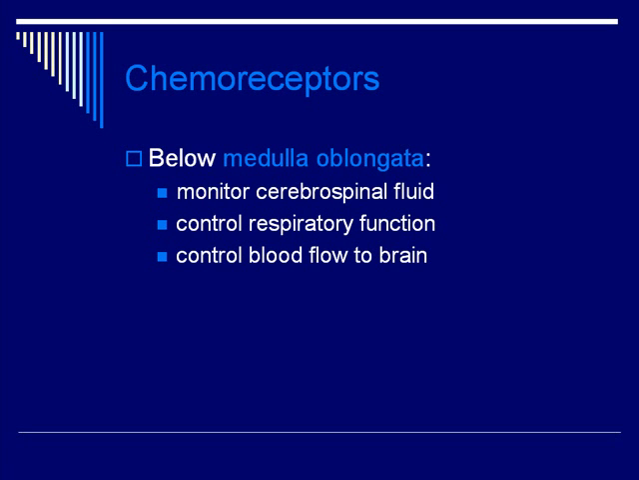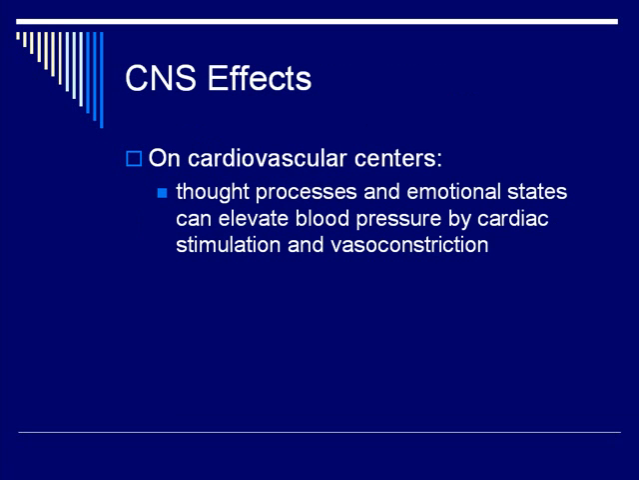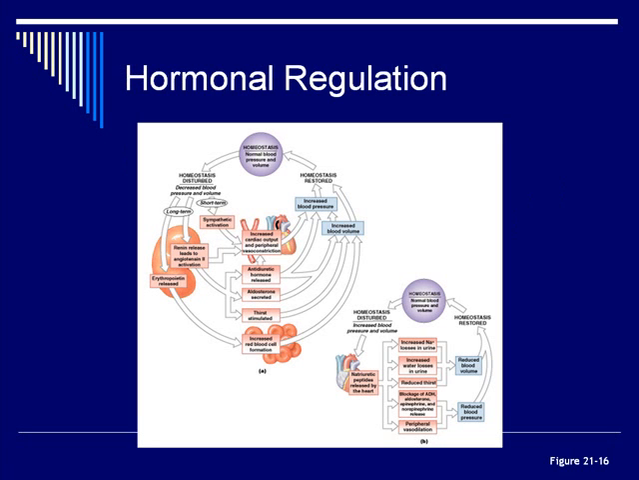Chemoreceptors below the area of the medulla oblongata, and again, I know we have not studied the brain tissue yet, but the medulla oblongata is located in the brain stem, monitors cerebral spinal fluid, also monitors and controls the respiratory function, and controls the blood flow in the brain. Chemoreceptors sense changes in pH, O2, and CO2 concentrations produced by coordinating cardiovascular and respiratory activities. In the central nervous system, the cardiovascular centers, thought process, emotional states, elevated blood pressure by cardiac stimulation and vasoconstriction.